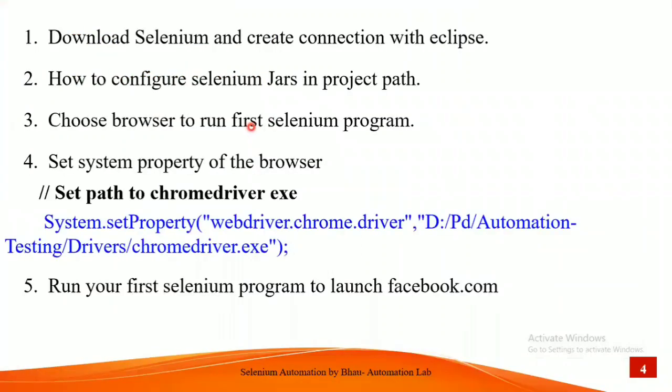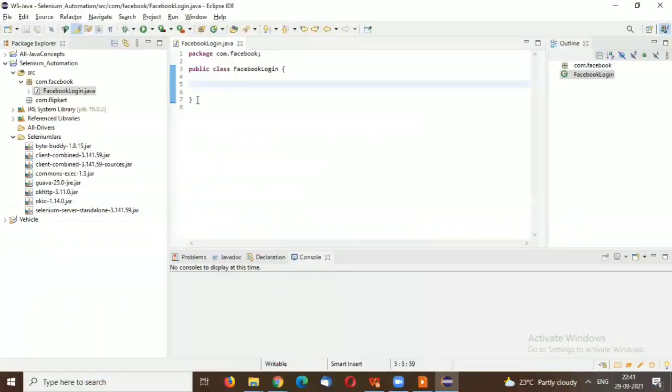Now we need to download Selenium, connect it with Eclipse. We have done that. We have to configure the Selenium JavaScript project path. We have done that. Now choose the browser to run your first Selenium program. We need to choose a browser because there are many browsers available. Selenium can run on Firefox, Chrome, or any of the standard browsers, right? For the first program we can run on any browser. So first of all, I'll choose Chrome browser to run our first Selenium program.